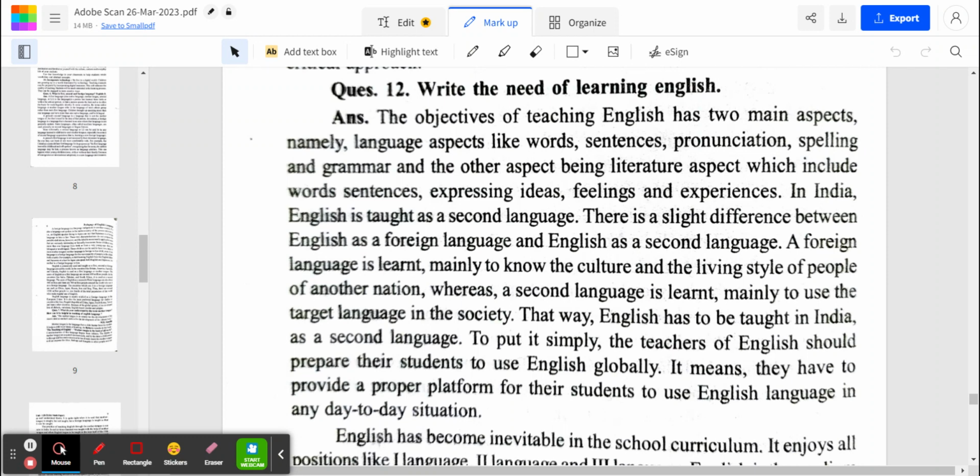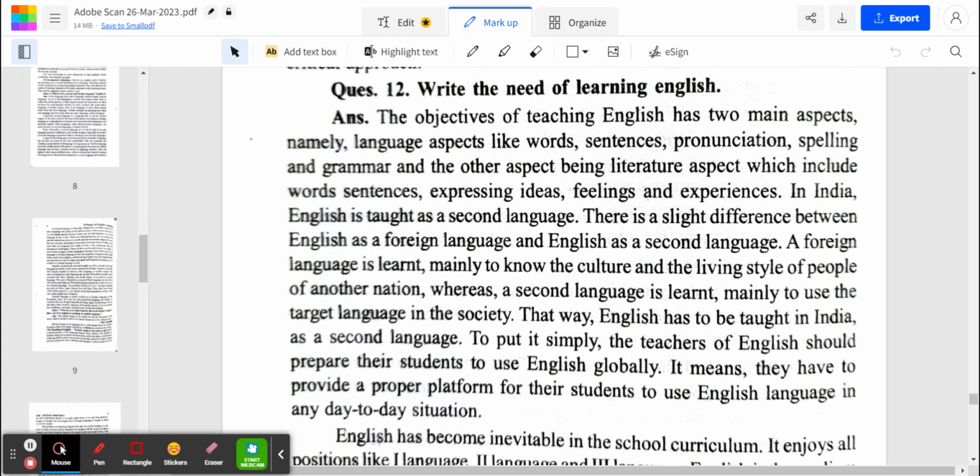There is a slight difference between English and the original language. English is the second language. The original language is learned mainly to know the culture and the living style of the people of another nation, whereas the second language is learned mainly to use the target language in society.